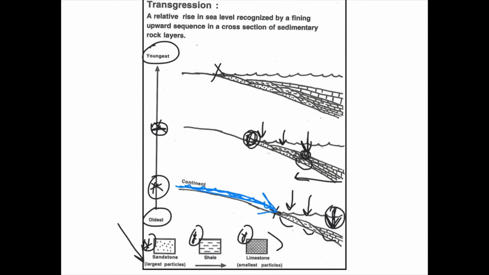This will make sense a little bit more later. Let's look at the youngest deposition event. So now our sea level has risen again. We have limestone being deposited out here.